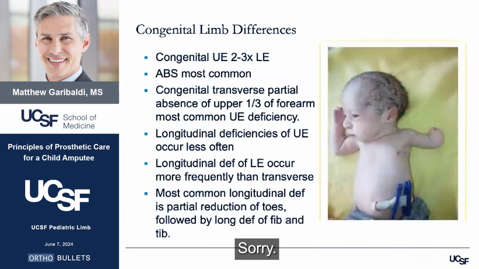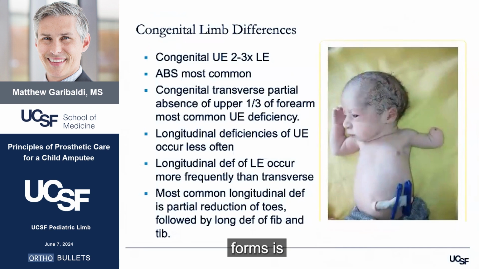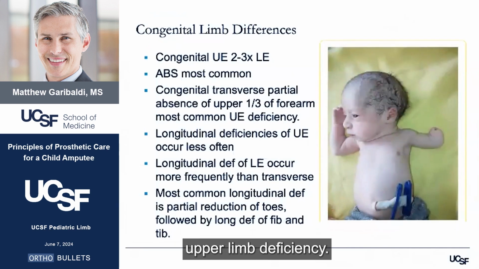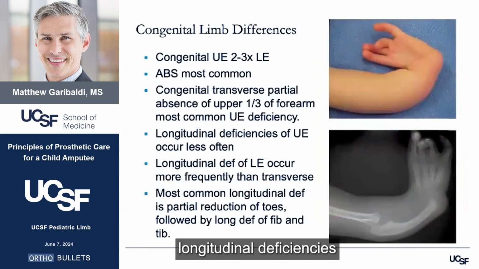A congenital transverse partial absence of the upper third of the forearm is actually the most common upper limb deficiency, while longitudinal deficiencies of the upper limb occur less often.